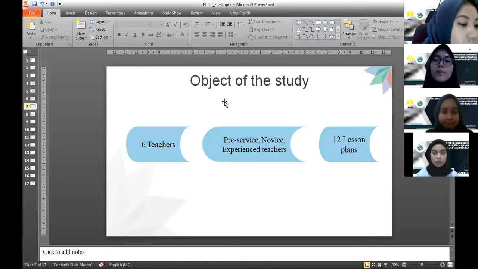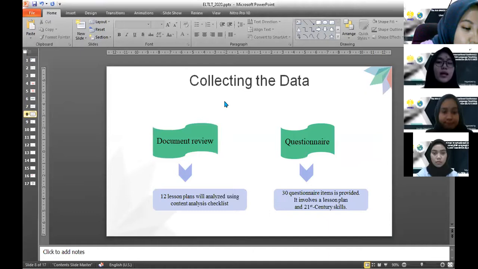And this is the object of the study. The researcher conducted this research to analyze 12 lesson plans from 6 teachers, involving 3 types of teachers: 2 pre-service teachers, 2 novice teachers, and 2 experienced teachers, who are English teachers from senior vocational high school. Next, about collecting the data, the researcher conducted this research through document review of the 12 lesson plans, analyzed using the content analysis checklist, and used a research instrument, a questionnaire using a Likert 5 scale, which consists of 30 questions provided by the researcher.